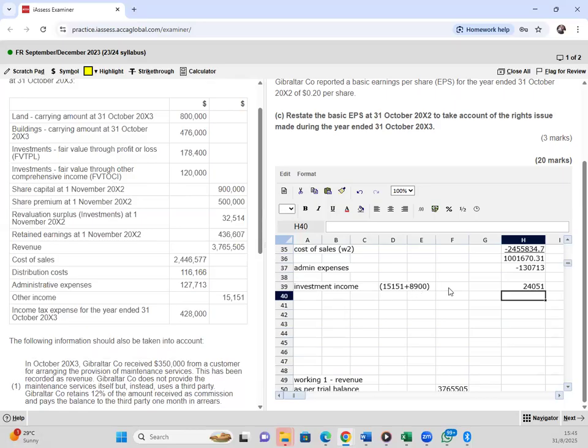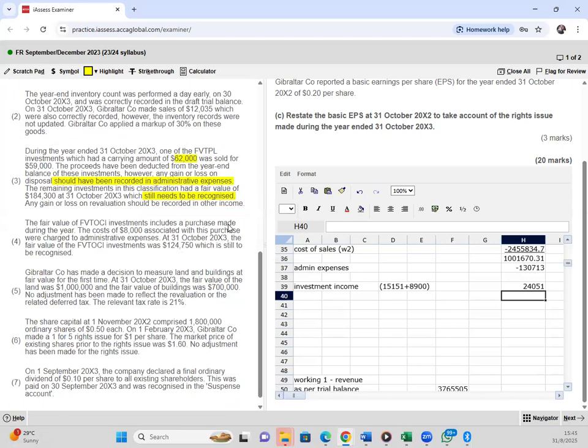For the fair value through other comprehensive income, what are they saying? Here it is a carrying amount of 120,000. What does it mean? Gains are taken to other comprehensive income. And if you still remember when we did financial instruments, any additional cost of the investment is capitalized. If it's fair value through profit and loss, the transaction costs are expensed. But for fair value through other comprehensive income, the costs are capitalized.